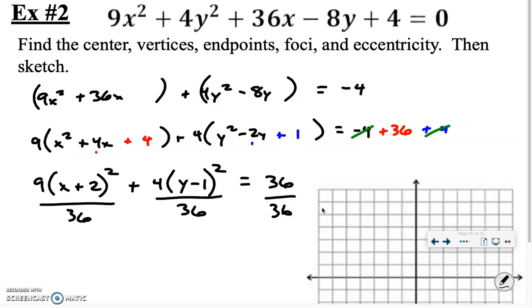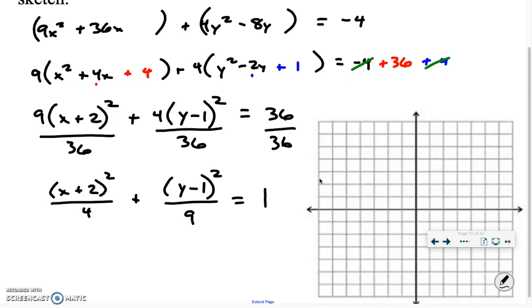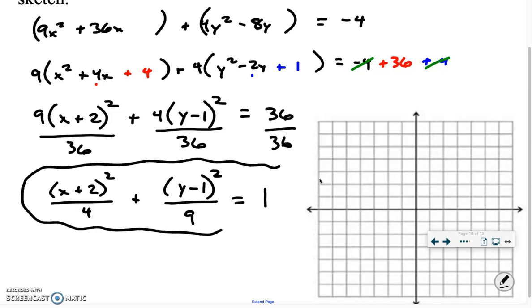And when we clean this up, when we divide the left and the right side by 36, the 9 over 36 is going to reduce to 1 over 4, so that's going to put me at (x + 2)² over 4, plus the 4 over 36 is going to reduce to 1/9, so (y - 1)² over 9 equals 36 divided by 36 is 1, and that was kind of the whole point.